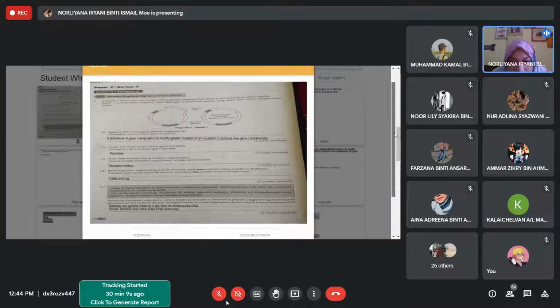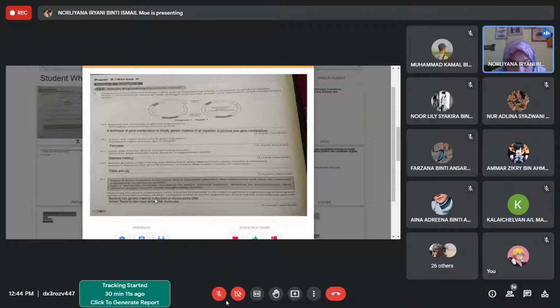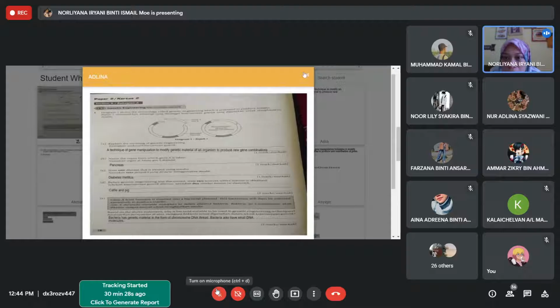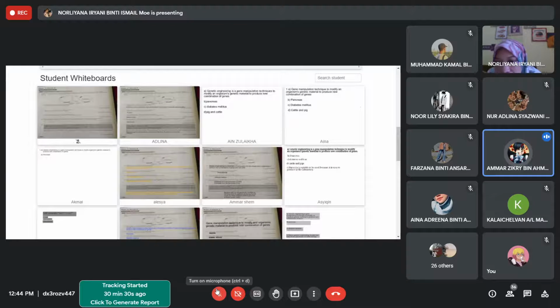Art's answer: bacteria has genetic material in the form of chromosome DNA thread. Bacteria also have small DNA molecules. No, that is not the correct answer. The question asks about the characteristic of the bacteria. This one is about the cloning vector. Wait, where else? Okay, teacher looks at Alisha first.